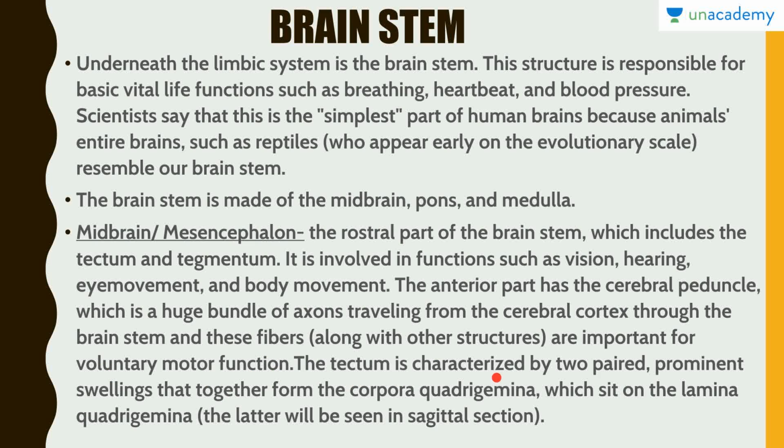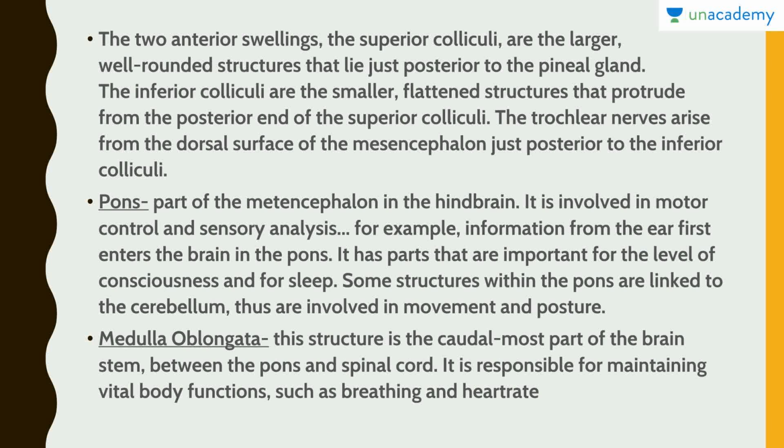The tectum is characterized by two paired prominent swellings that together form the corpora quadrigemina, which sit on the lamina quadrigemina. The latter will be seen in the sagittal section. So the two anterior swellings, the superior colliculi, are the larger well-rounded structures that lie posterior to the pineal gland. The inferior colliculi are smaller flattened structures that protrude from the posterior end of the superior colliculi. The trochlear nerve arises from the dorsal surface of the mesencephalon just posterior to the inferior colliculi.